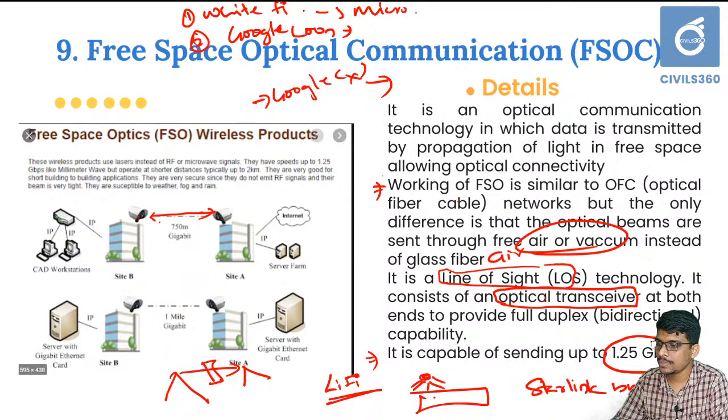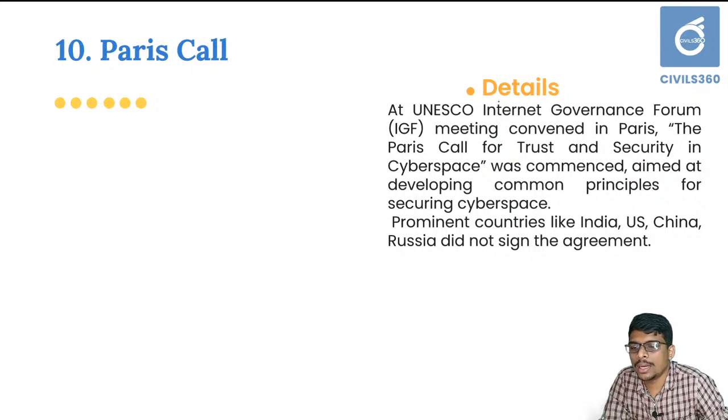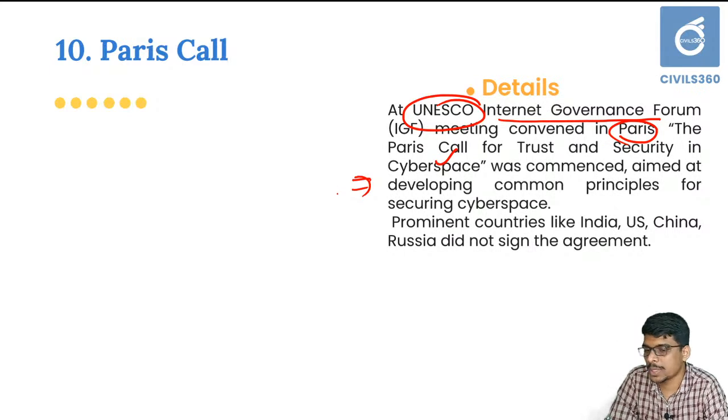Okay. Next one is the Paris Code. Just understand what the Paris Code is. It was proposed at the UNESCO Internet Governance Forum, convened in Paris, and is the Paris Code for Trust and Security in Cyberspace. It aims at developing common principles in securing cyberspace. The primary aim of the Paris Code is to secure cyberspace through certain common principles.